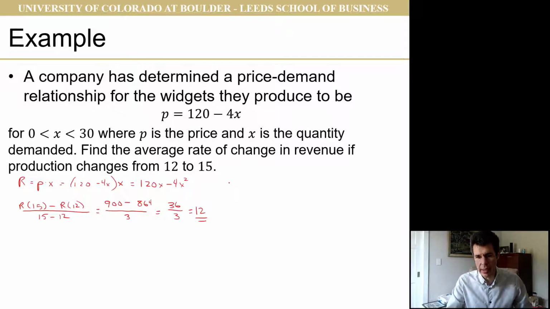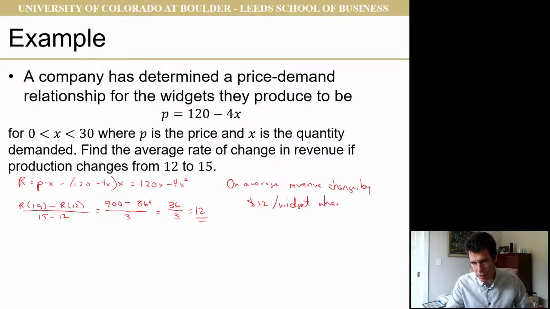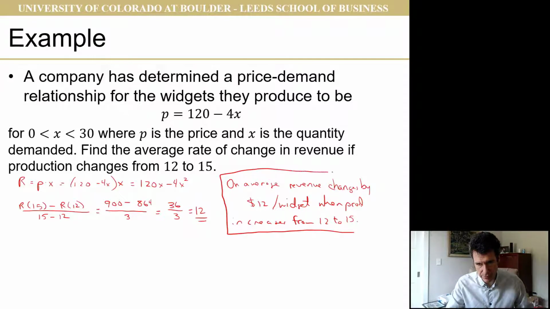So on average, revenue changes by $12 per widget when production increases from 12 to 15. Okay, so that's our answer to this question.